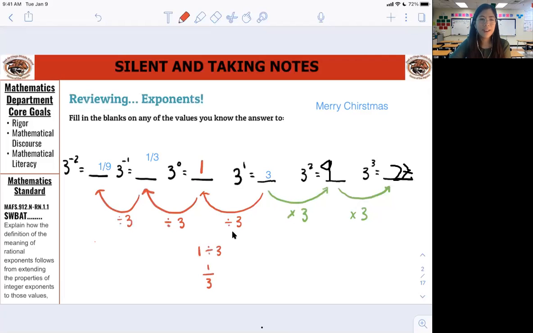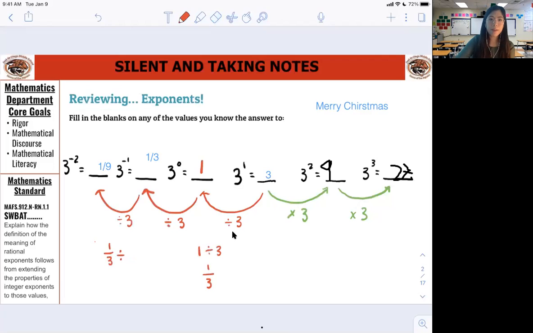Good job, Juan. 1/3 divided by 3. Let me do that over here. 1/3 divided by 3. This is keep, change, flip. Y'all remember keep, change, flip? Who remembers keep, change, flip? Class. Yeah, it's been a while, but let's review it really quickly.